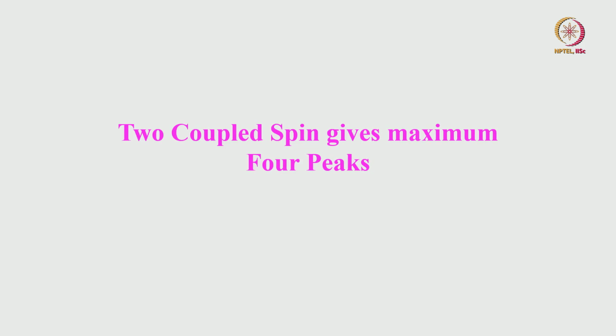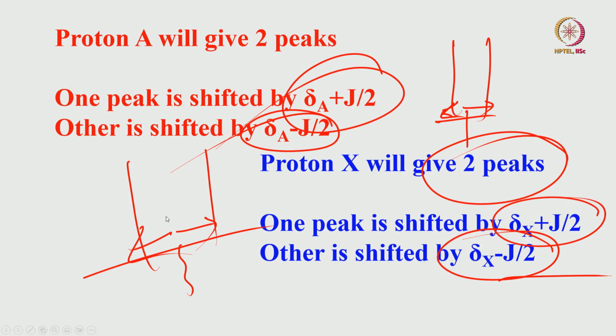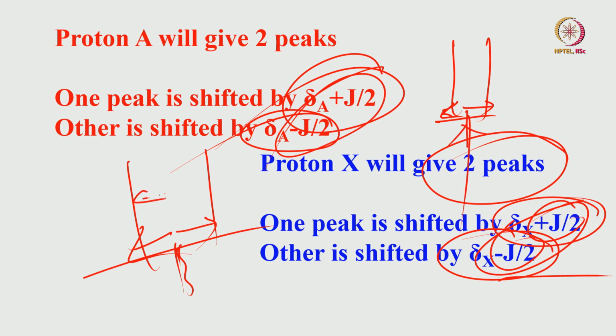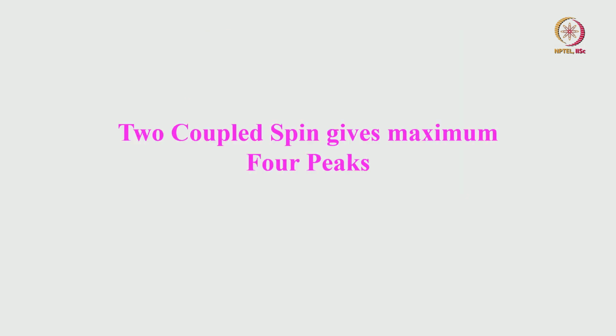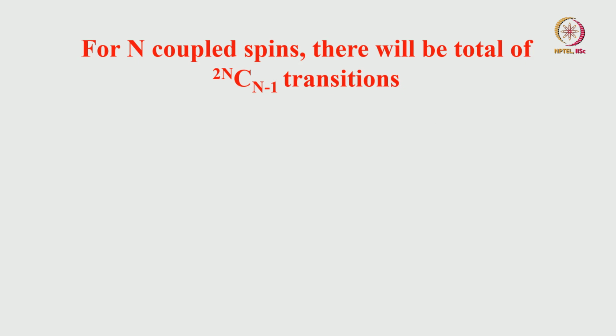So, the center of one doublet gives me the chemical shift of A, the center of the other doublet gives me the chemical shift of X, and the separation, as I calculated, they are moved exactly by plus J by 2 and minus J by 2. If you take the difference, you will get J AX. Similarly for the other doublet, you take the difference, you get J AX. So, when two protons are coupled, the chemical shift of one doublet gives you the chemical shift of A, and the other doublet gives you the chemical shift of X. The separation always gives you J AX, whether you take this separation or that separation. So, that is what I said, 2 coupled spins give a maximum of 4 peaks.